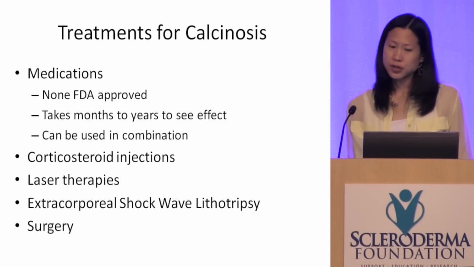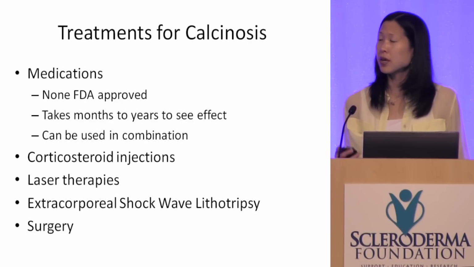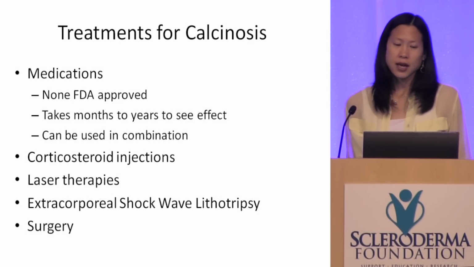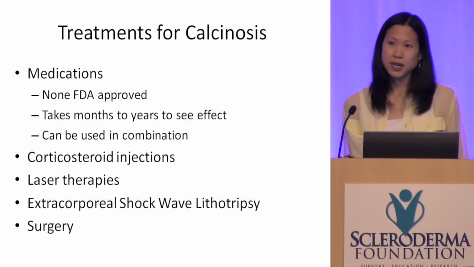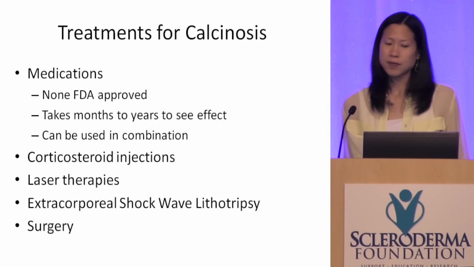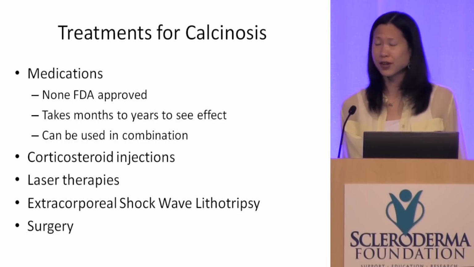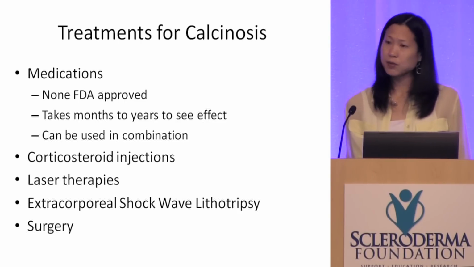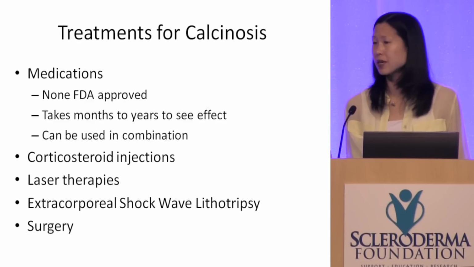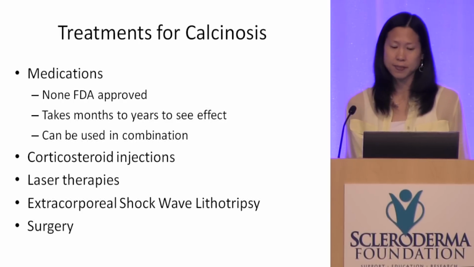There are other treatments for calcinosis to try to reduce the number and size of lesions. There are oral medications, none of which are FDA approved. These all take months to years to see an effect, so you have to be very patient. They can be used in combination, though again, we don't have any clinical trials showing that combination is better than monotherapy, or single therapy.